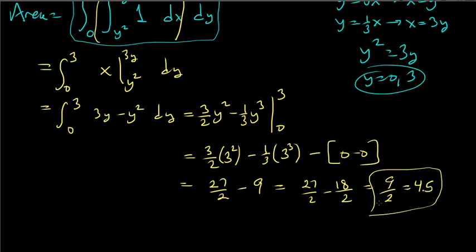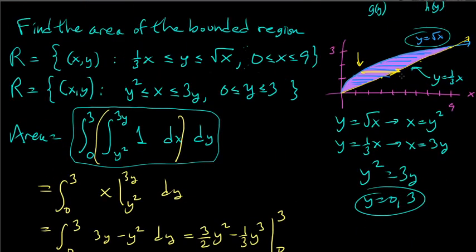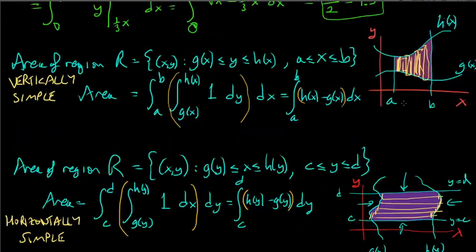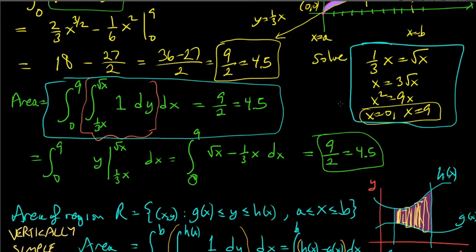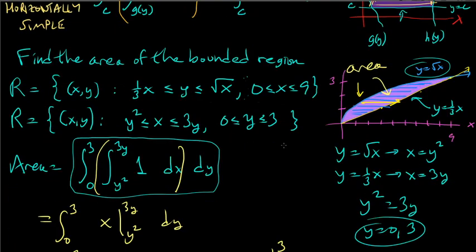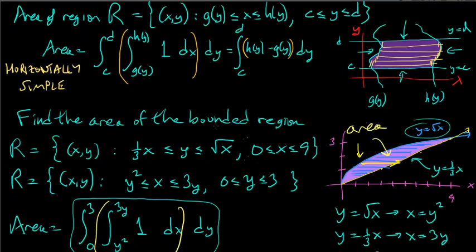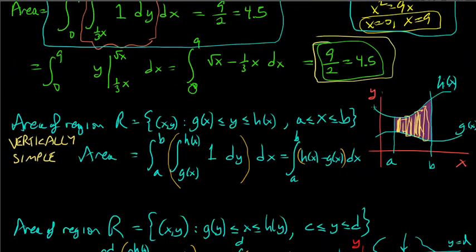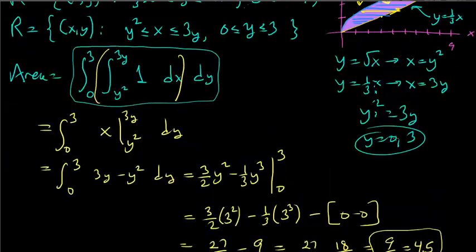What does that number represent? It represents the area of this purple region here. So the area of that region is still 4.5, as it was when we did it this way. So we just did it by thinking of this as a horizontally simple region instead of a vertically simple region, because in this case it's both. And when it's both, you can very easily switch the order of the integral.